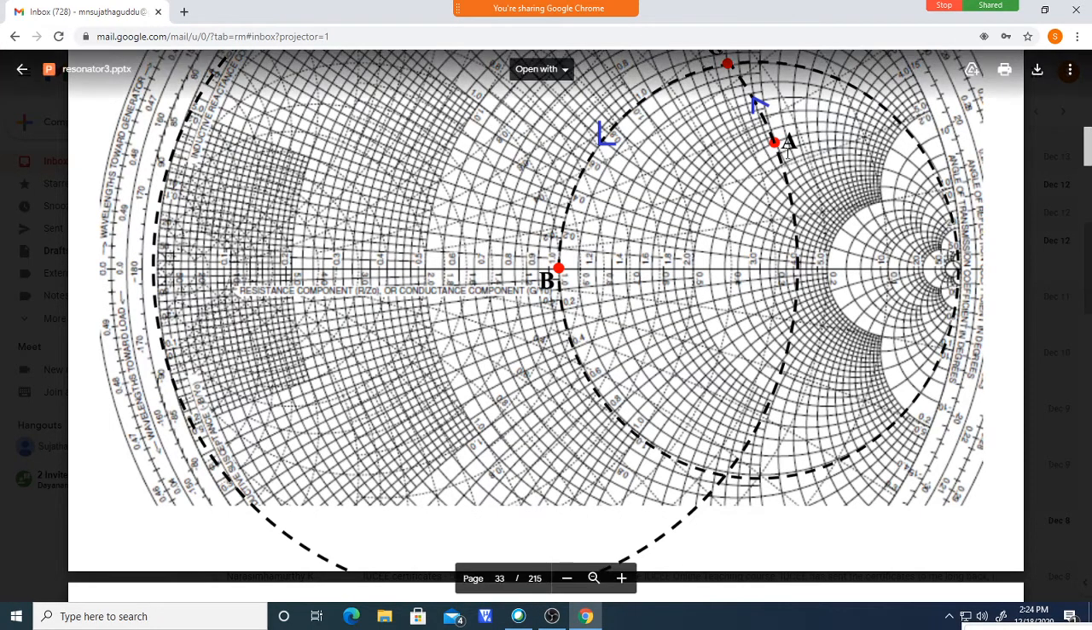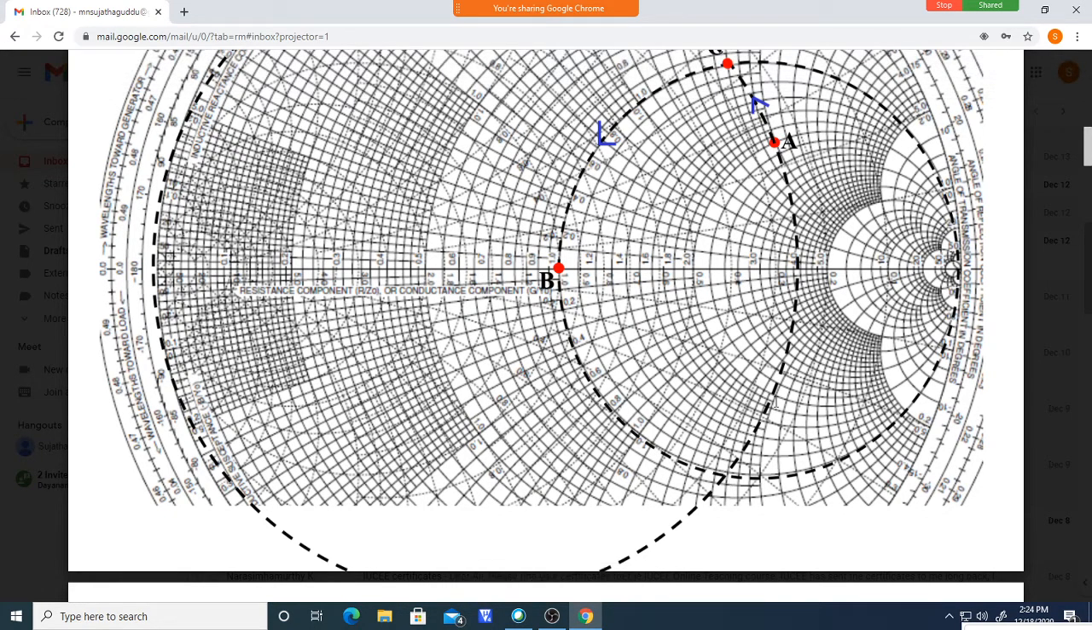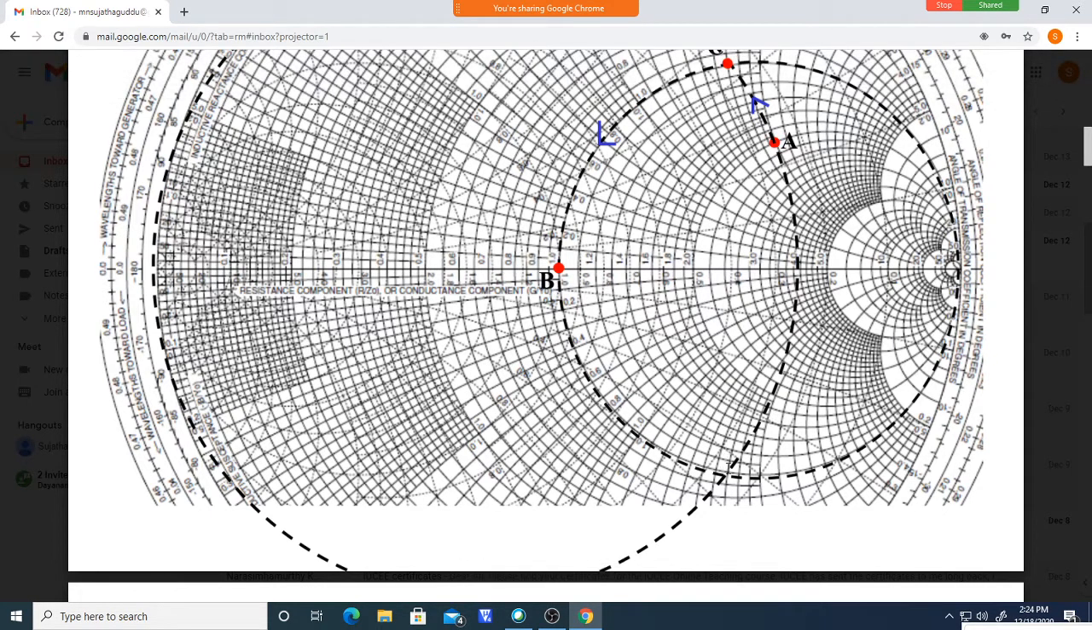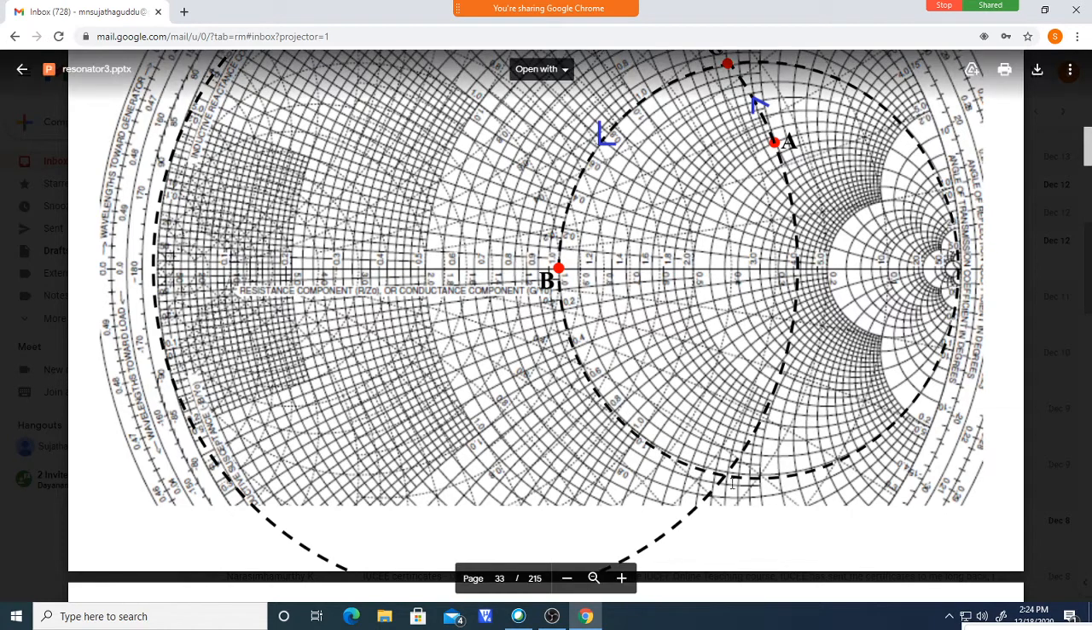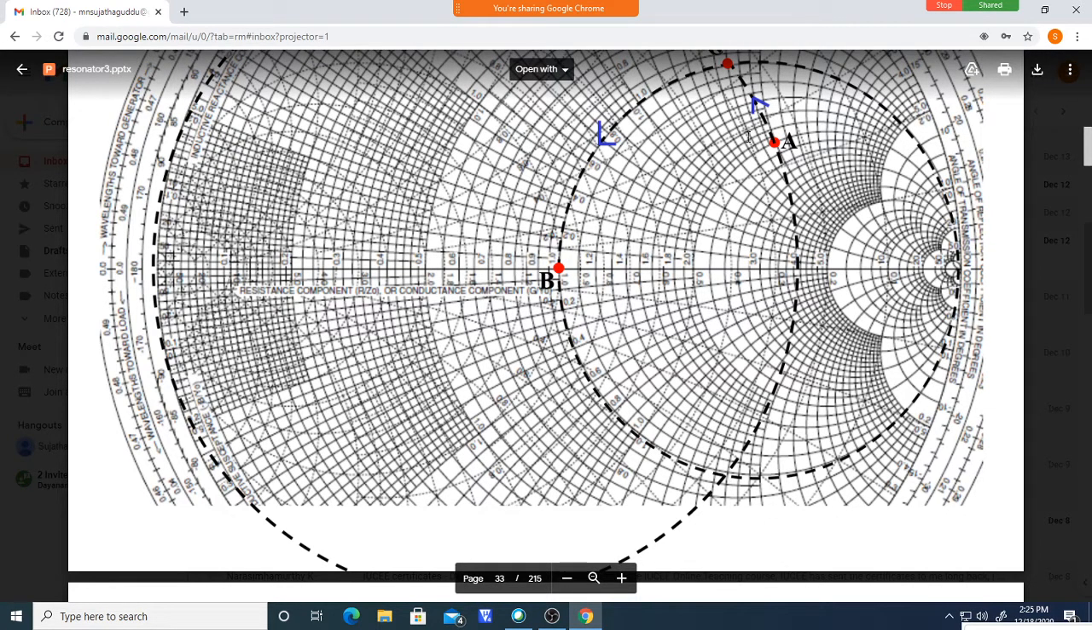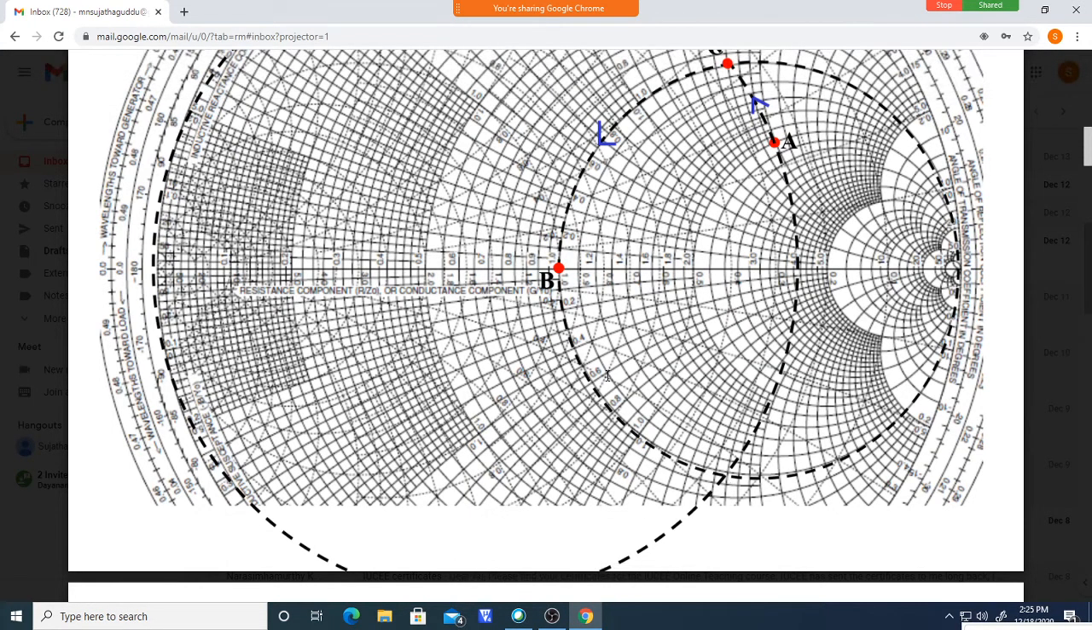See, like this, from here you can move like this, you reach here. And so by moving over the conductance circle in the clockwise direction, it adds a shunt capacitor. Okay, next from here you move on the resistance circle in the clockwise direction, it adds a series inductor. From here you move like this and reach here, and again from here you move like this and reach here. That also gives a solution.